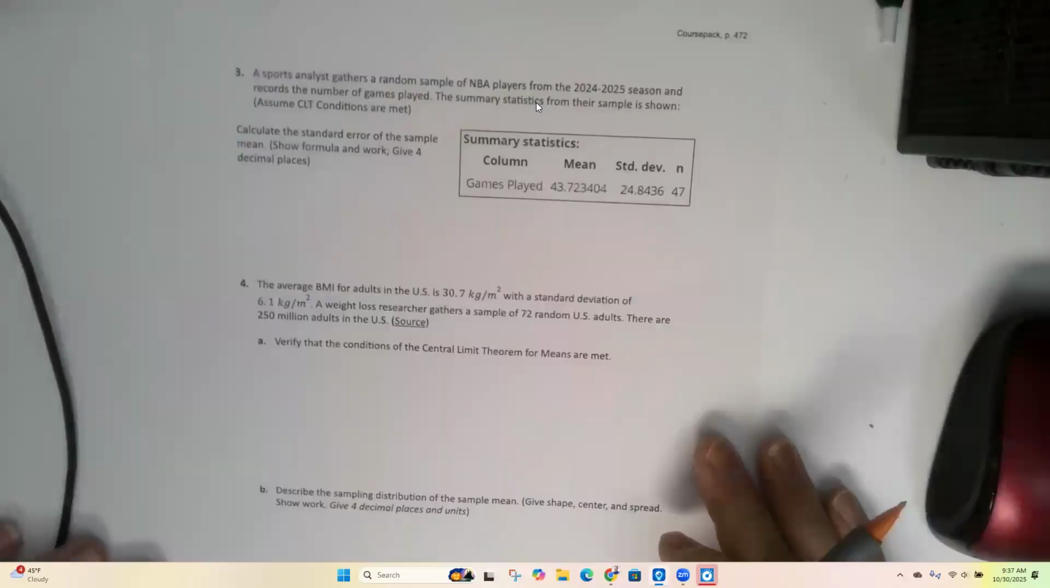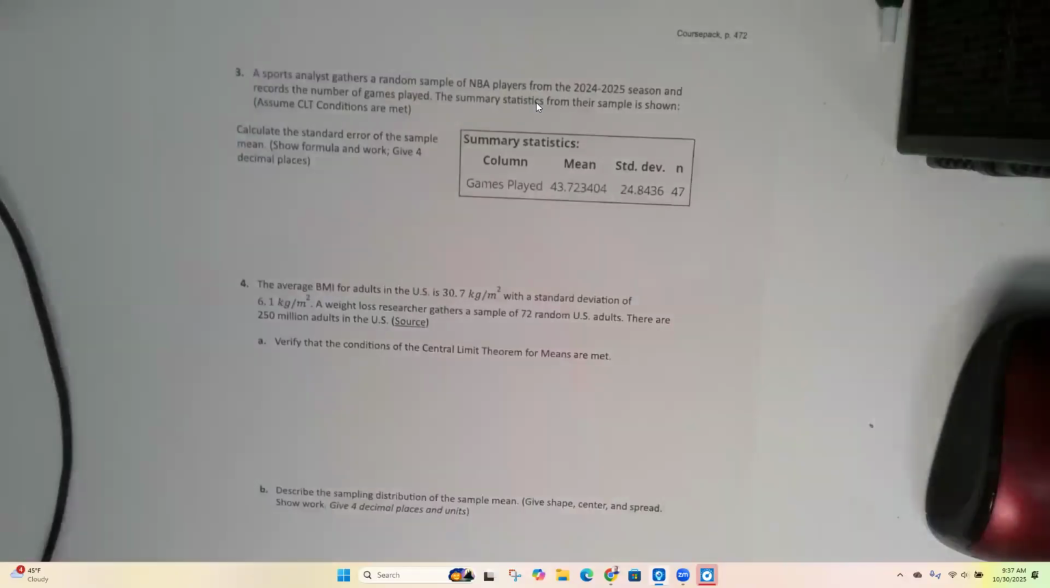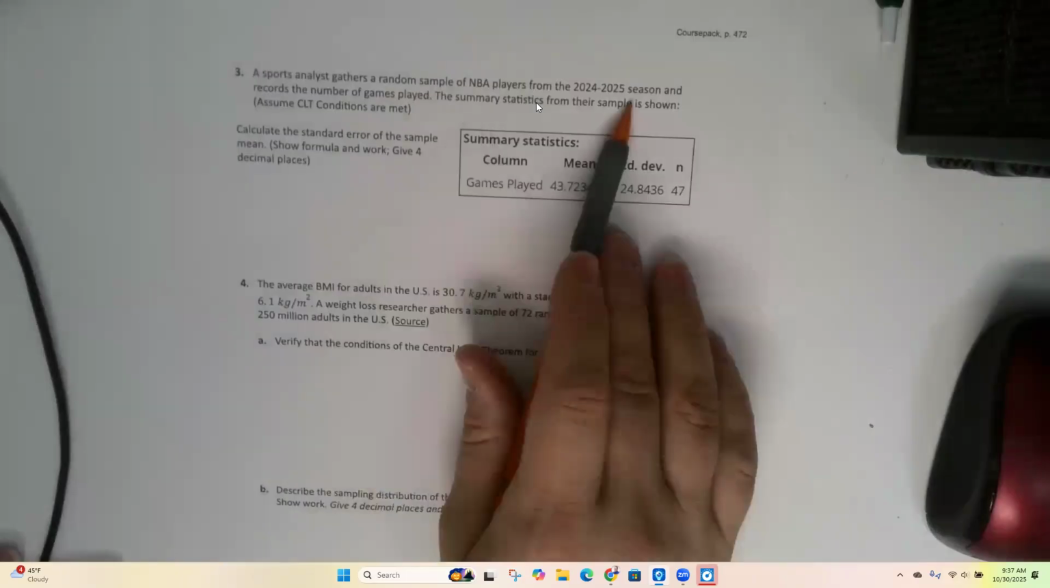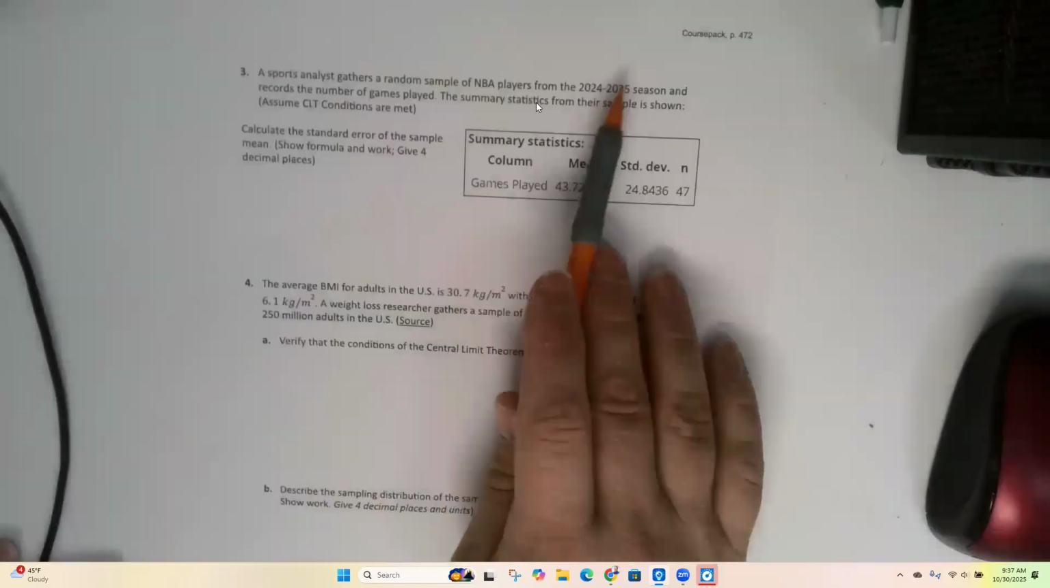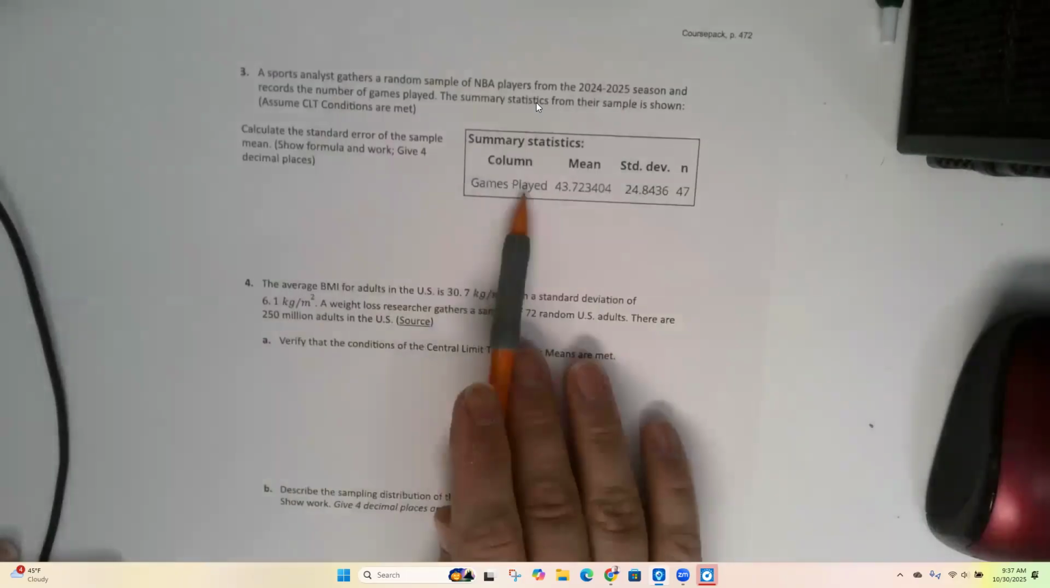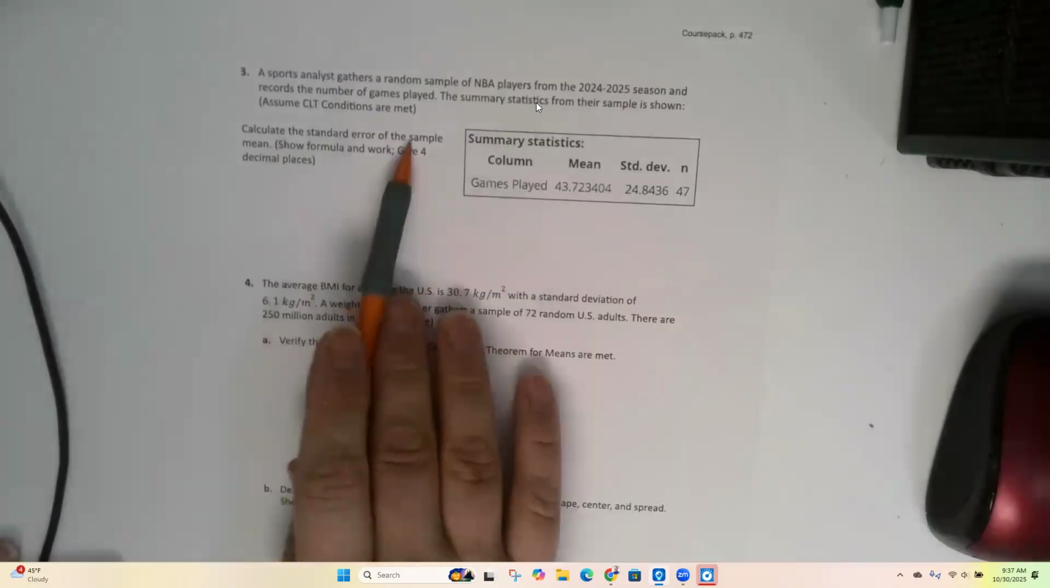Page 472. A sports analyst gathers a random sample of NBA players from the 2024-2025 season, number of games played. So calculate the standard error of the sample mean.